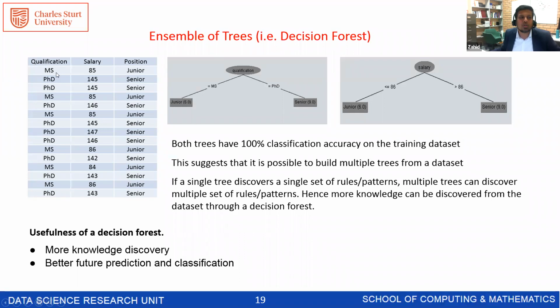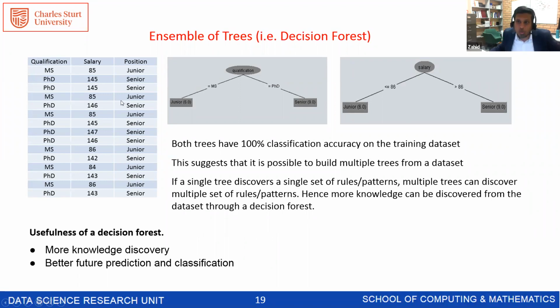Whenever the qualification is MS, the position is junior. Actually, there are 6 such records where qualification is MS and position is junior, and 9 records where qualification is PhD and position is senior. So that's a very acceptable or confident set of rules. But at the same time, from the same dataset, you can see some other type of pattern also exists. For example, if salary is less than 86, then the position is junior. If salary is greater than 86, anything more than 86, then the position is senior. And that's also equally true for this dataset.